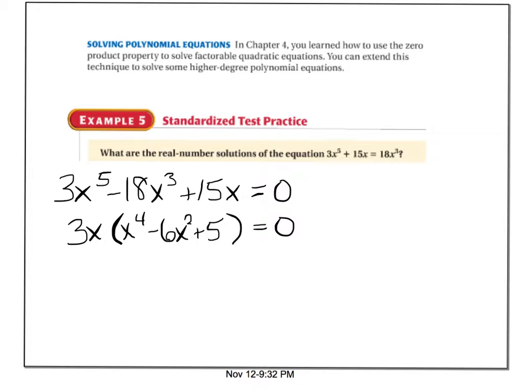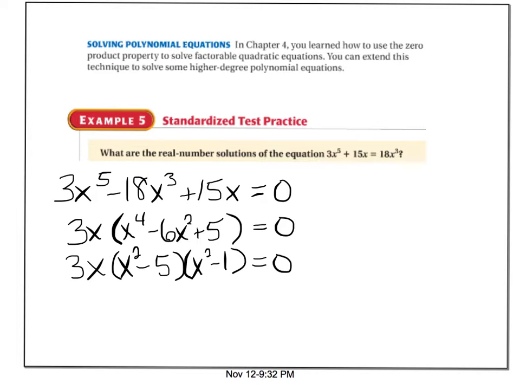Now keep factoring because you're not done. Remember, this is called quadratic form, meaning it factors the same way as if it was a quadratic, and so x to the fourth will be broken up into x squared and x squared. What two numbers, when multiplied together, would give me a 5, but when added give me a negative 6? Now, this should really start to look familiar.